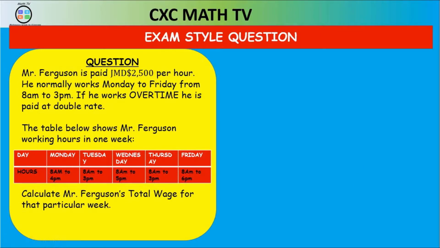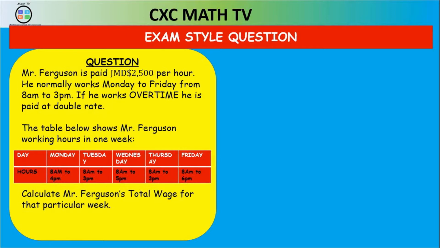Let's look at this now. Exam style question. It says Mr. Ferguson is paid Jamaican $2,500 per hour. He normally works Monday to Friday from 8 to 3. If he works overtime, he's paid at double rate. The table below shows Mr. Ferguson's working hours in 1 week.